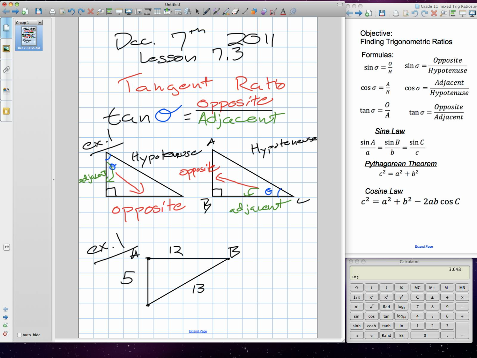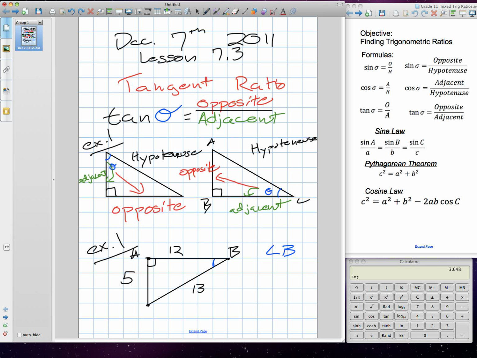Okay? So, in this question, where is my right angle? At A, that's right. We have our right angle. Okay? I'm going to ask you to solve for B. Okay? So angle B in this question. We're going to be looking for angle B. And I want us to set up a ratio using tangent.